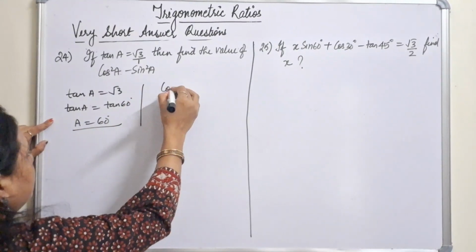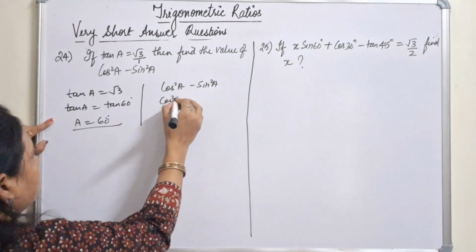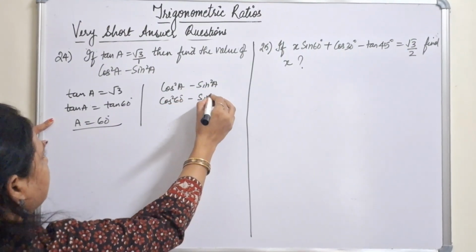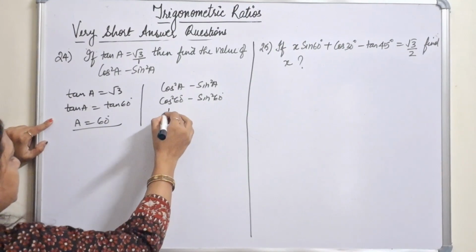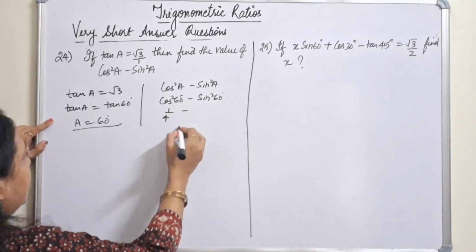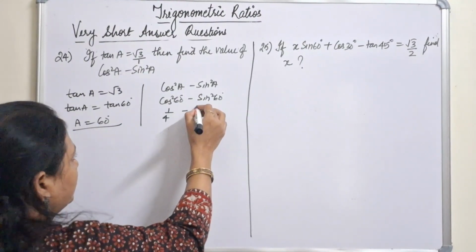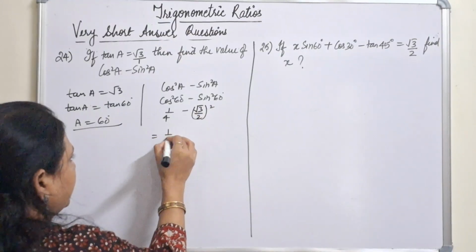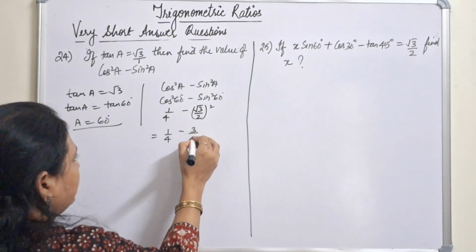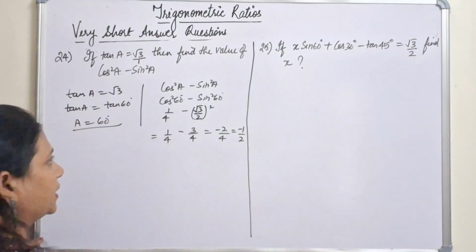So the expression cos square A minus sin square A can be written as cos square 60 minus sin square 60. So cos square 60 is 1 upon 4 minus sin square 60 is root 3 upon 2 whole square. So this is 1 upon 4 minus 3 upon 4, minus 2 upon 4, minus 1 upon 2.